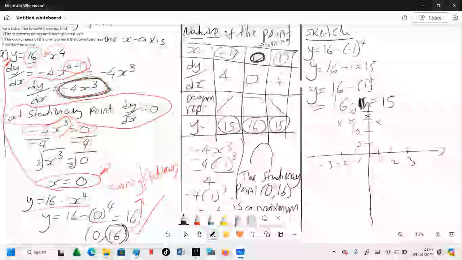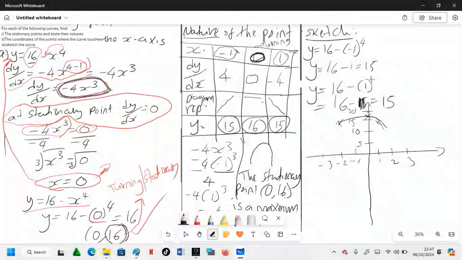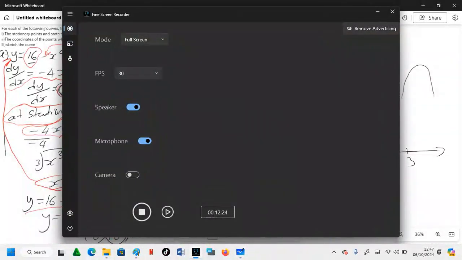So you're going to have something like this, depending on the scale that you use. Now I'm doing it in a rough manner. I'm expecting you to do it in a more accurate manner. And that is going to be our first example.